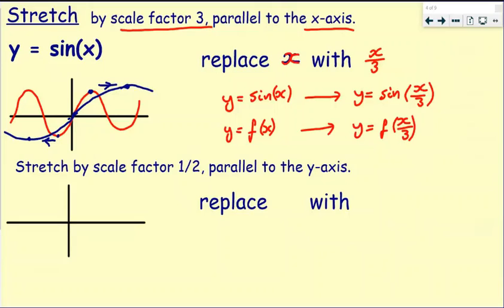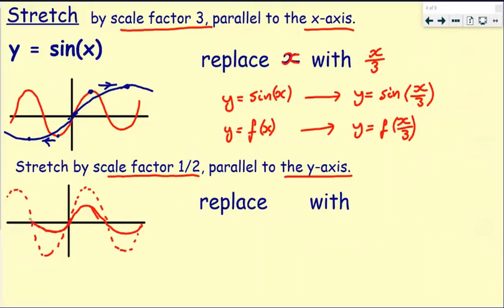Let's do the same, but this time we're going to stretch by a scale factor of half. So that's instead of a number greater than 1, we've got a number less than 1. This time, instead of parallel to the x-axis, we're going to be parallel to the y-axis. So again, let's start with our sine curve that looks a little bit like that. So stretch by scale factor of half parallel to the y direction. We're going to be looking at something that looks like this. We're expecting it to be sort of squashed.